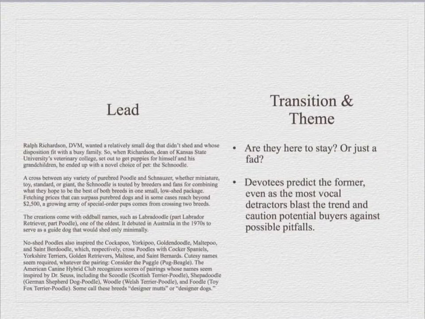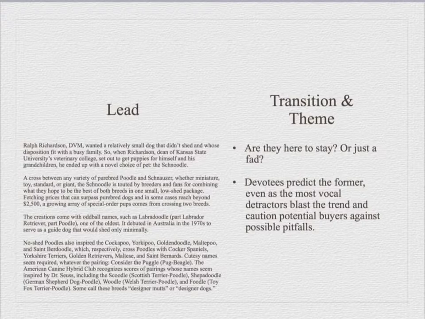Let's take a look at another one. Ralph Richardson, DVM, wanted a relatively small dog that didn't shed, whose disposition fit with a busy family. So when Richardson, dean of Kansas State University's veterinary college, set out to get puppies for himself and his grandchildren, he ended up with a novel choice of pet, the Schnoodle. And then the rest of this goes on to explain what a Schnoodle is, and talking about these different aspects of these poodles mixed with other breeds. And now here's the transition and the theme.